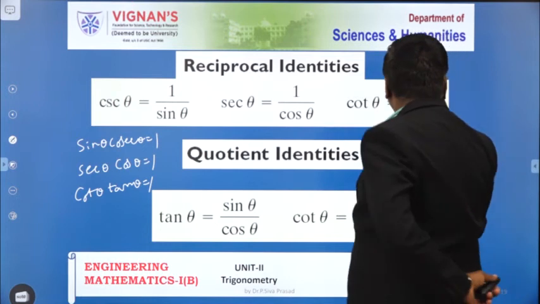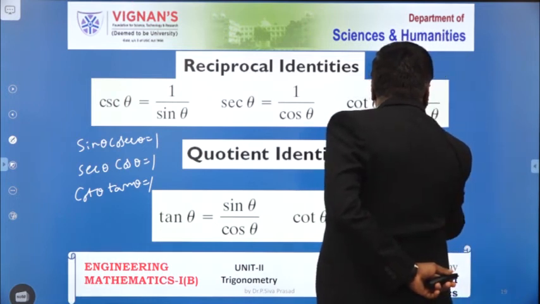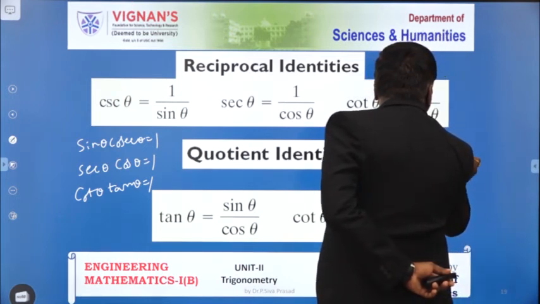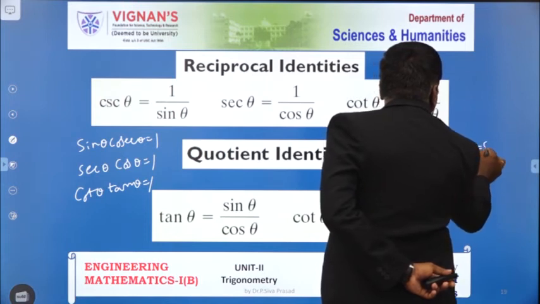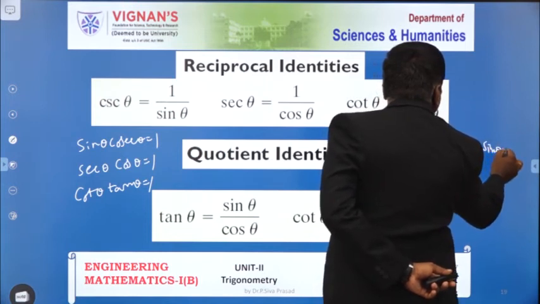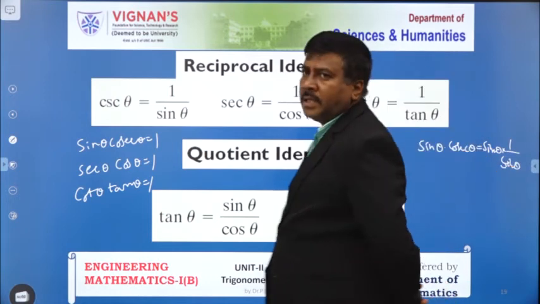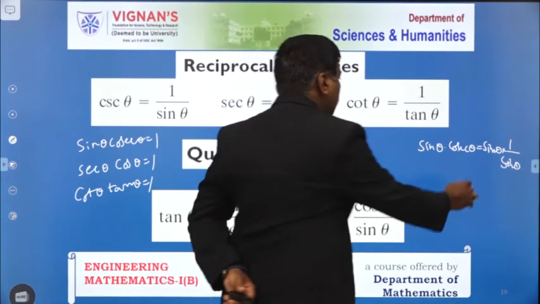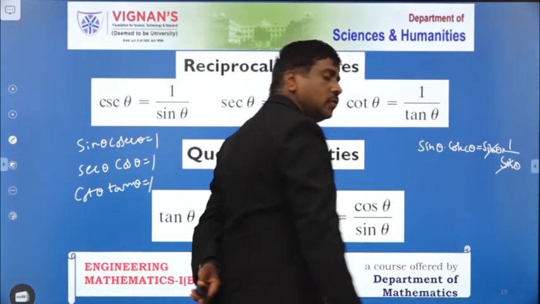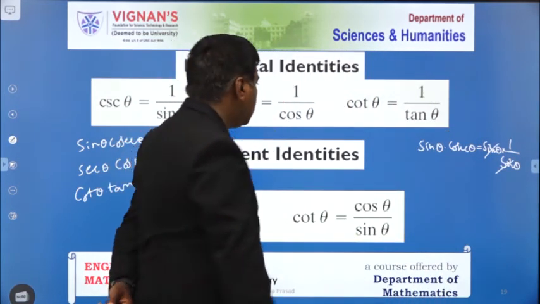How do we write this? This is sin theta into cosecant theta, which is equal to sin theta into, how do we write cosecant theta? 1 by sin theta. Here the sin theta in both are cancelled. That means we get 1.